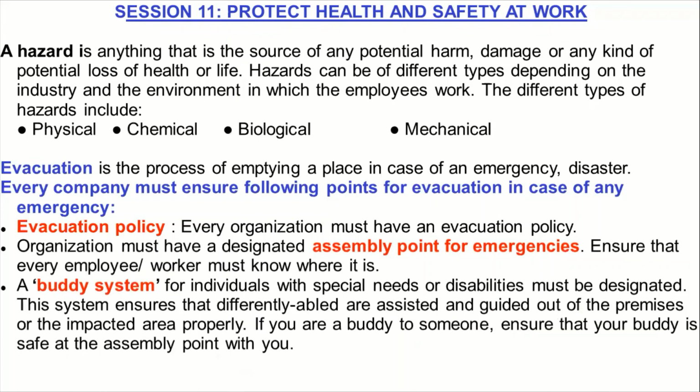A buddy system for individuals with special needs or disabilities must be designated. This system ensures that differently abled people are assisted and guided out of the premises or the impacted area properly. If you are a buddy to someone, ensure that your buddy is safe at the assembly point with you. So in case of any emergency, if the company has any people with disabilities or a school has children with disabilities, there should be a buddy system in which the buddy of that particular differently abled person should help that person to come out of the emergency situation and assemble near the assembly point. So this is the buddy system.